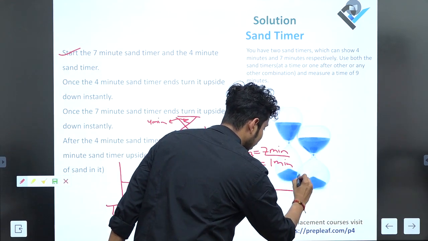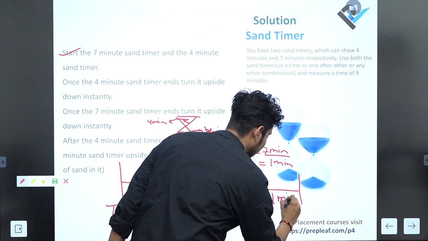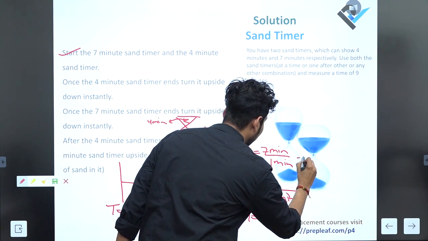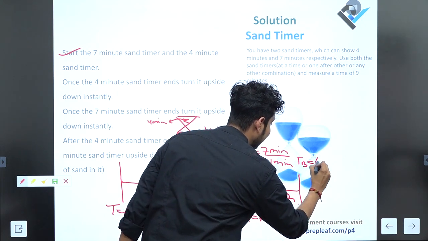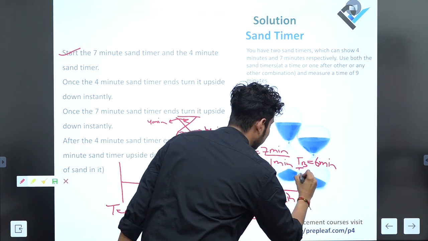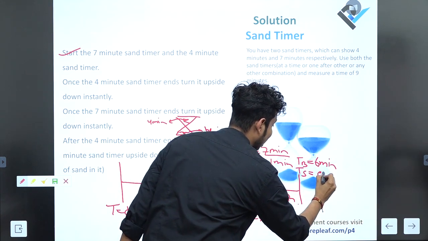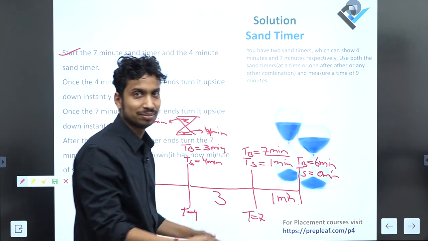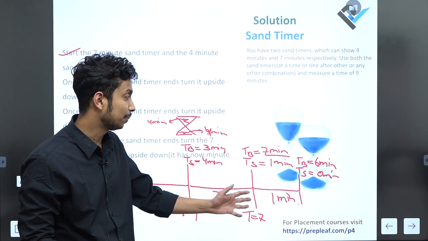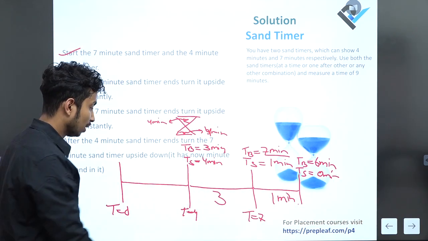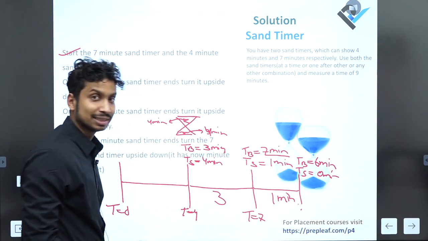Now again, after 1 minute, the big timer has 6 minutes left, and the small timer has currently 0 minutes. We can reset it by flipping it upside down, and then its capacity will become 4 minutes. So till this time we have measured 8 minutes.